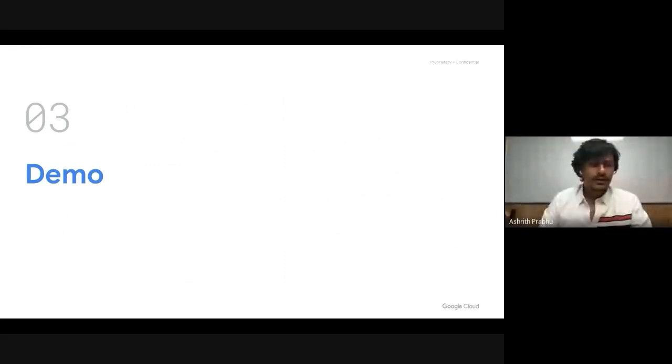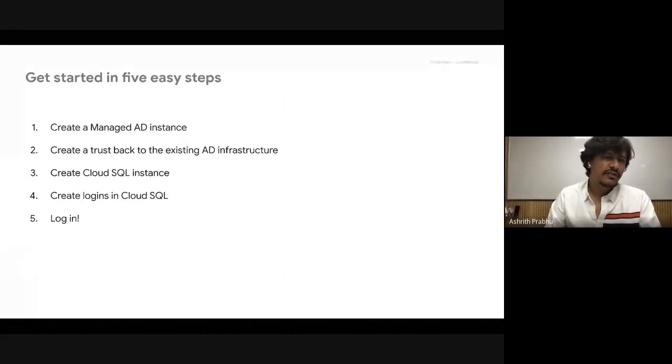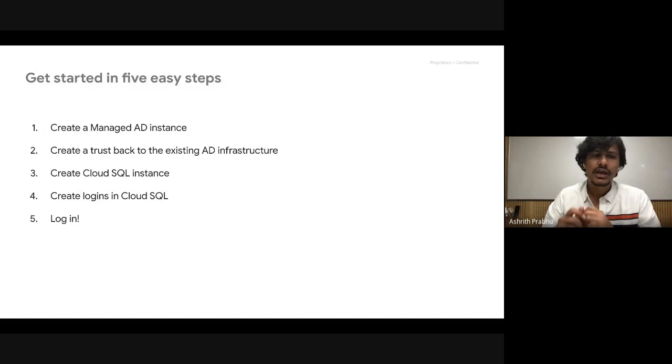Thanks, Muthu. So in this demo today, we will be covering 5 steps. The first step involves creating a managed AD instance. And then on an existing on-prem setup, we will be creating a trust back to our managed AD. We will move on to create a Cloud SQL instance, which has Windows authentication enabled on the managed AD. And then we will create logins for the existing on-prem users in the Cloud SQL. And then finally, we will be logging in using those on-prem users.